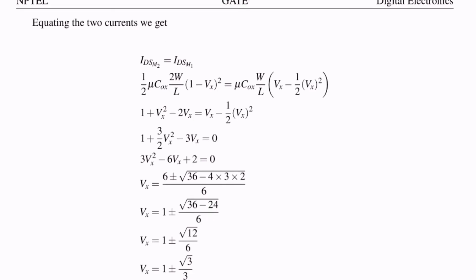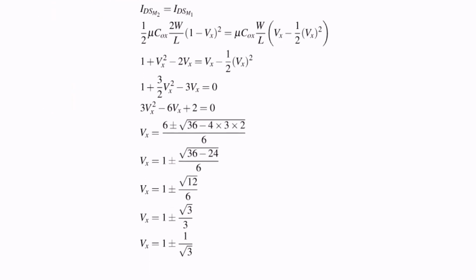And then finally we have to equate the two currents, that is IDS of M1, the current coming in to the Vx node, is equal to the current leaving the Vx node, that is IDS of M2, right? So equating the two currents and then reducing, we get this quadratic.